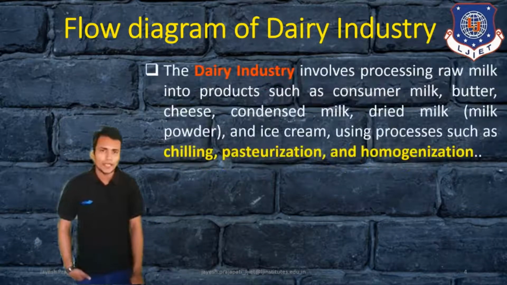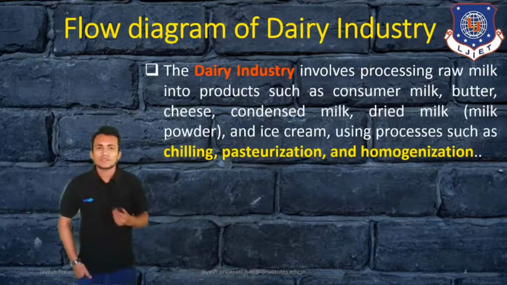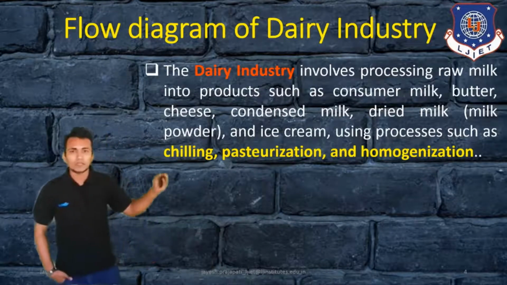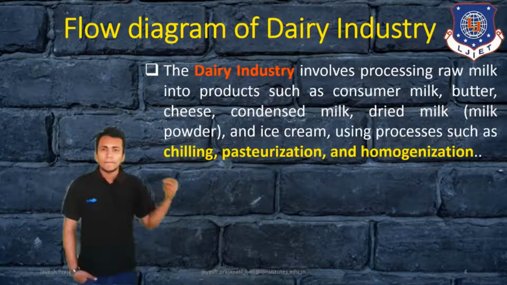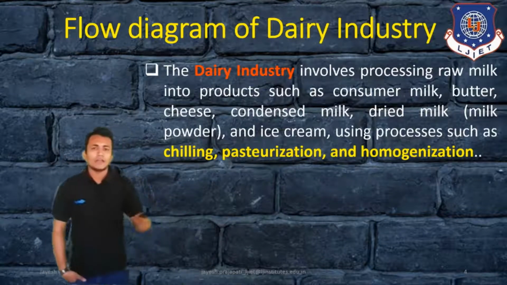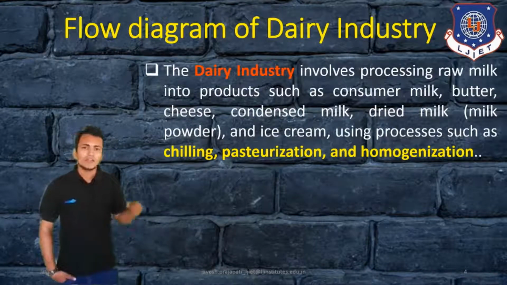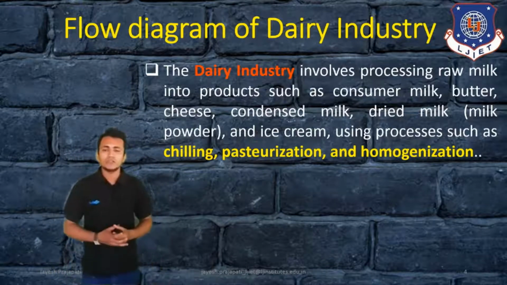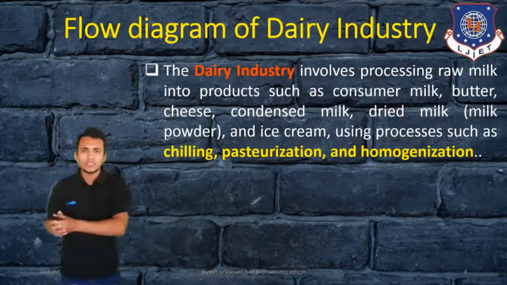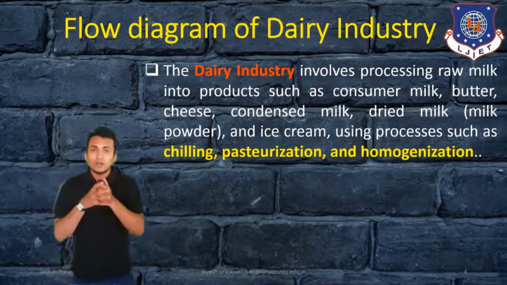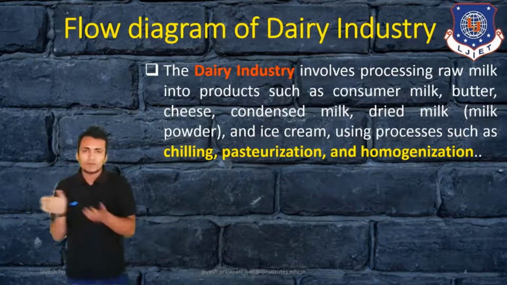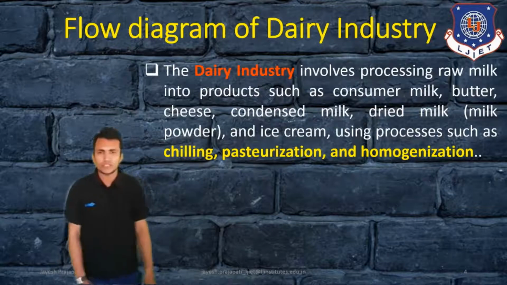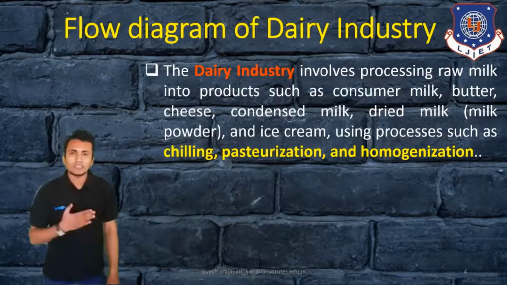First of all, the dairy industries involve processing raw milk into products such as consumer milk that is available in the market, butter, cheese, condensed milk, dry milk, milk powder, and ice cream, using processes such as chilling, pasteurization, and homogenization. So we make the market milk into consumer milk through these processes: chilling, pasteurization, and homogenization.